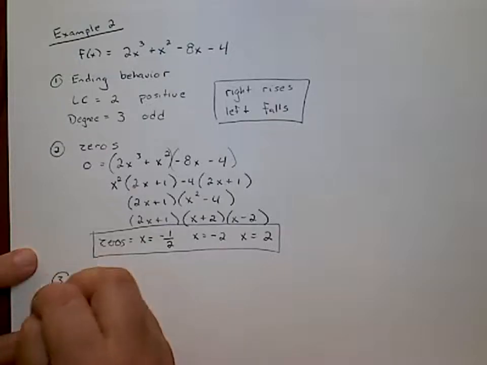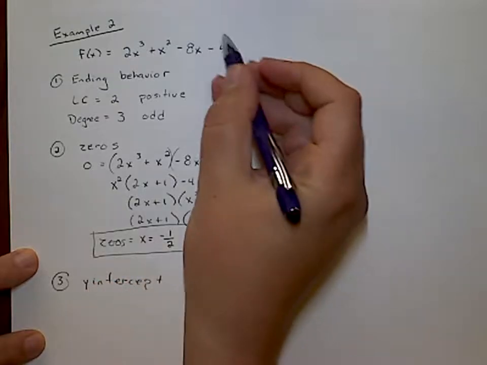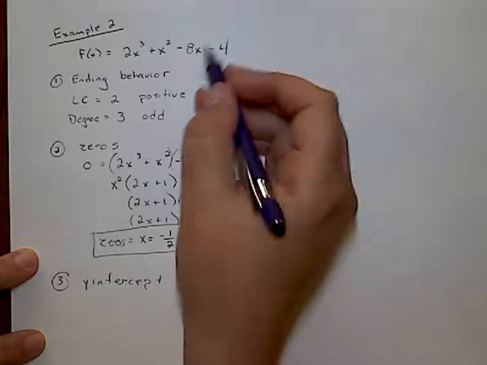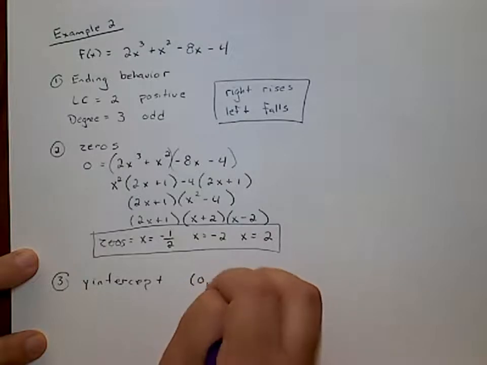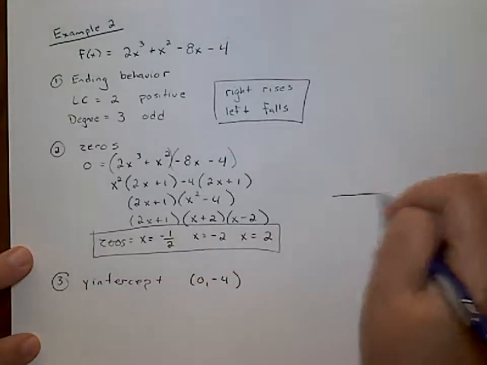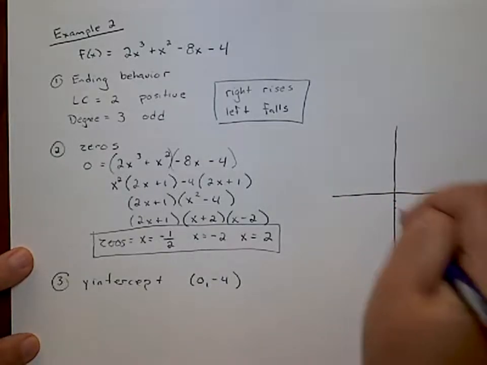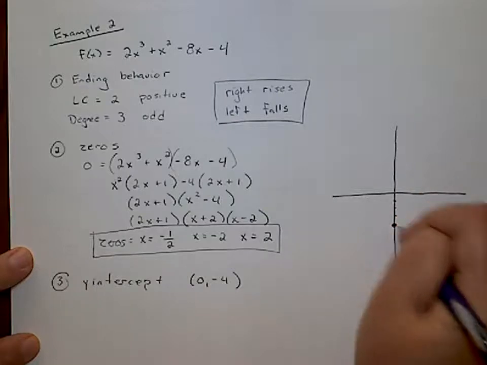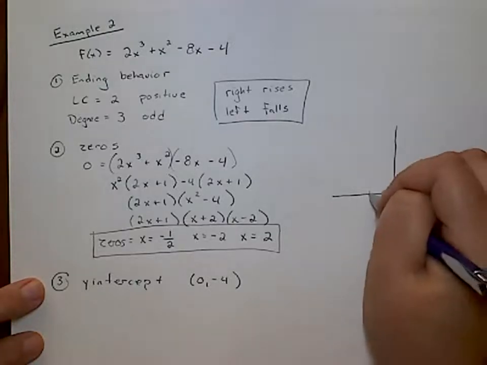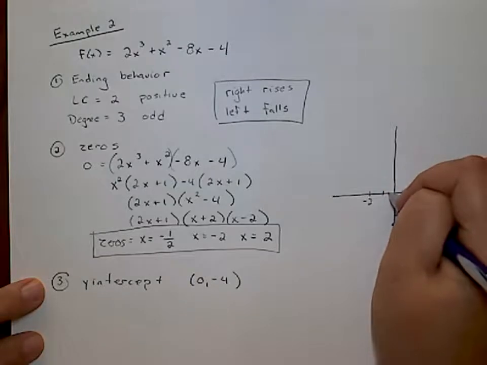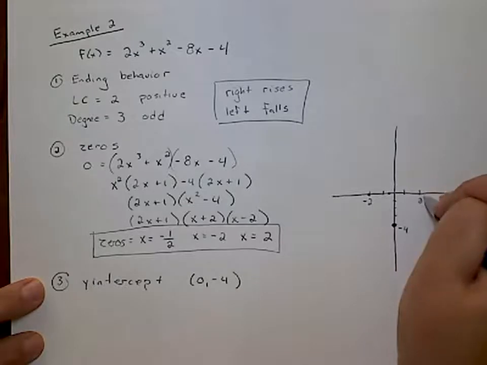Last thing that I want to find is the y-intercept. The y-intercept is the constant term. So we have a constant term of negative 4. So our y-intercept would be 0, negative 4. So let's look to sketch the graph of this. So we have 1, 2, 3, 4. So at negative 4, I'm crossing, and then at negative 2, at negative 1/2, and then I am also at positive 2.